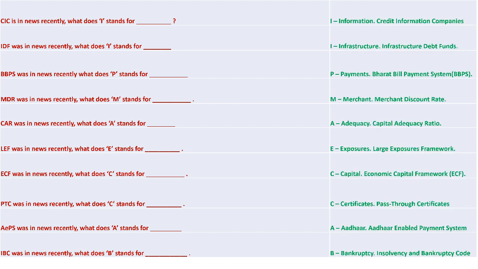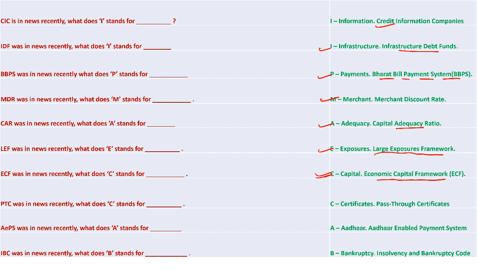Here are your answers. I stands for information, that's credit information companies. I here in IDF is infrastructure debt funds. P is in your Bharat Bill Payment System, BBPS. MDR we all know, merchant discount rate. A is adequacy in capital adequacy ratio. E is exposure in large exposure framework. C here is capital in economic capital framework.